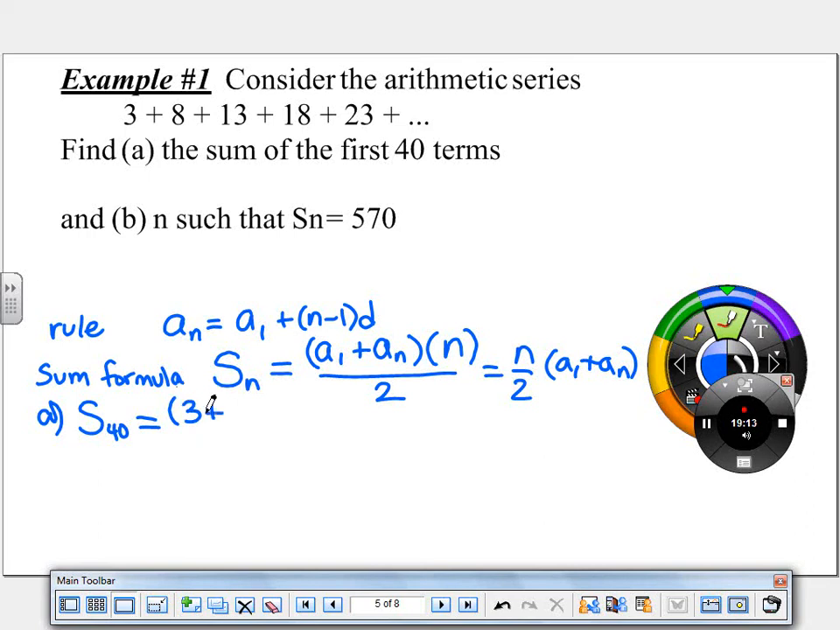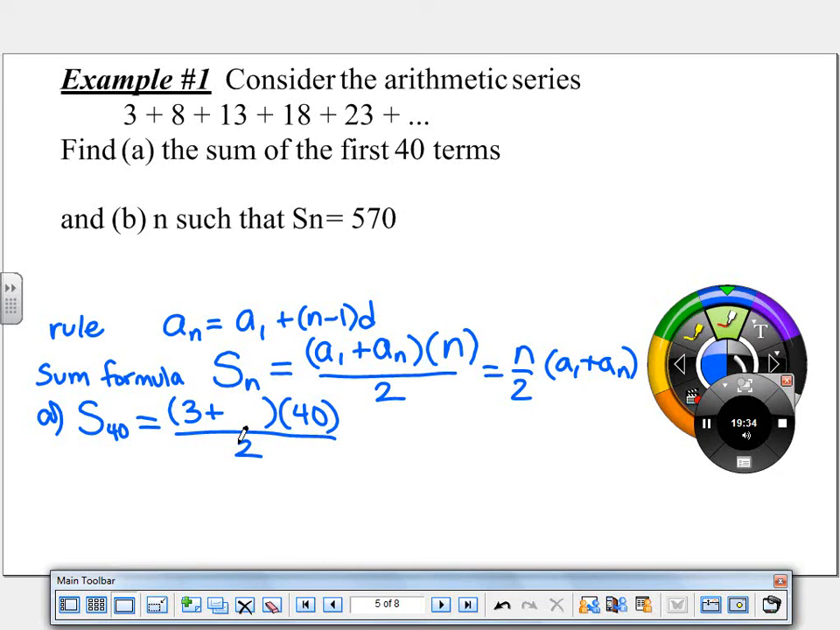I want to add that with my 40th term. Okay. I want to multiply that by 40 and then divide by 2. So the only thing that's really hard for me to figure out here is what is the 40th term. Okay. Now I could just keep making the list to 40. Can anybody think of another way I could figure out the 40th term?